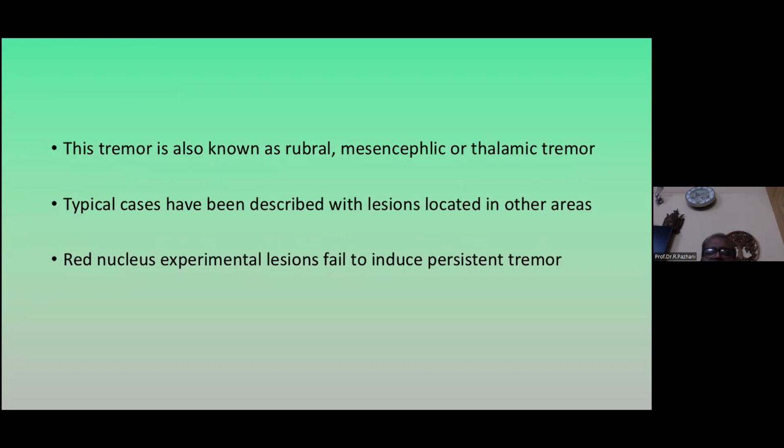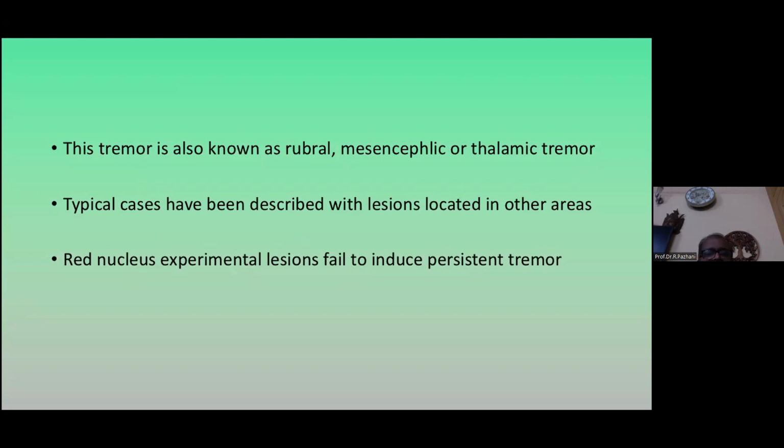Typical cases have been described with lesions located in other areas. I remember when I was a student, we used to be told about this triangle of Guillain-Mollaret and the central tegmental tract, and that was called the red nucleus tremor. But all those concepts are changing, and there are cases which are described typically as rubral tremor or mesencephalic tremor, and they found lesions in other areas of the brain.